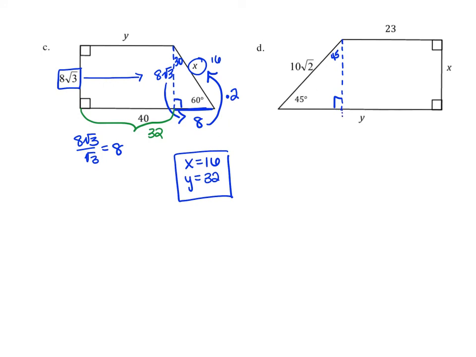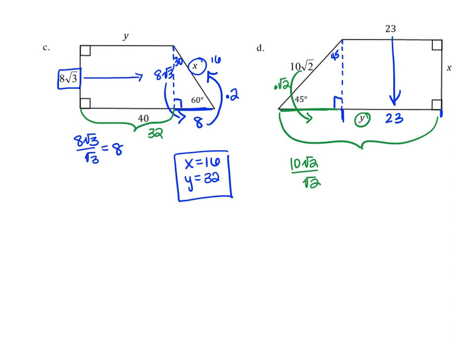So I know that this length at the bottom of this rectangle is going to be 23. But remember, that's not going to be what the answer is for y, because the answer for y is the entire length of the bottom of that figure. So if I wanted to get just this little section right here, okay, I know the hypotenuse of the 45, 45, 90. So if I wanted the side of the triangle, all you would have to do is divide by root 2. So 10 root 2 divided by root 2, the root 2's will cancel, so it just leaves you with 10.